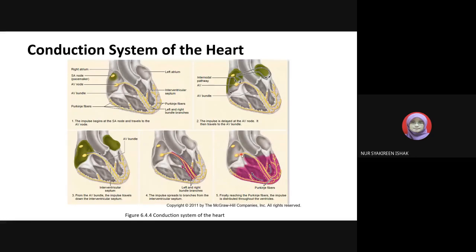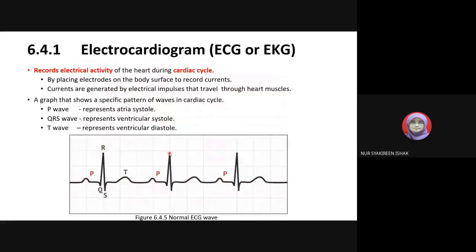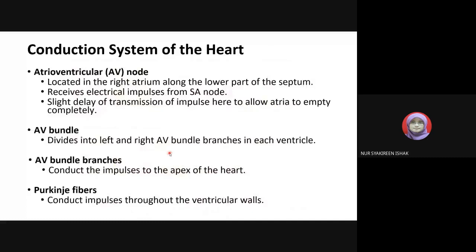So the impulses have to travel from the AV node to the AV bundle to the bundle branches to the apex of the heart before it enters into the Purkinje fibers. Okay, Purkinje fibers is along the wall of the ventricle. Okay, dia mesti ke apex dulu, baru dia akan naik kepada ventricle. So kena faham dia punya flow kat situ. So Purkinje fibers conduct impulses throughout the ventricular wall. Kalau awak tengok dekat diagram tadi tu, kan, untuk fahamkan dia kenapa dia nak kena pergi kepada apex of the heart first, kan?